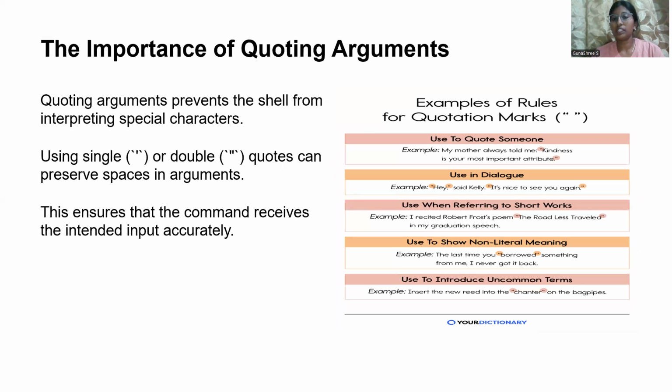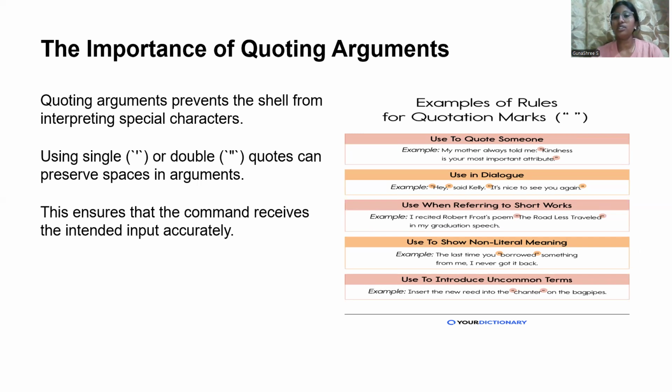So why are arguments important, and how do we quote them properly? The quoting of an argument plays a major role because it prevents the shell from interpreting special characters. When we use single quotes or double quotes, we can also preserve spaces in the arguments, so that confusion is not created over whether something is an argument, a hyphen, or a code. Here, the input has to be passed accurately to the command before execution.